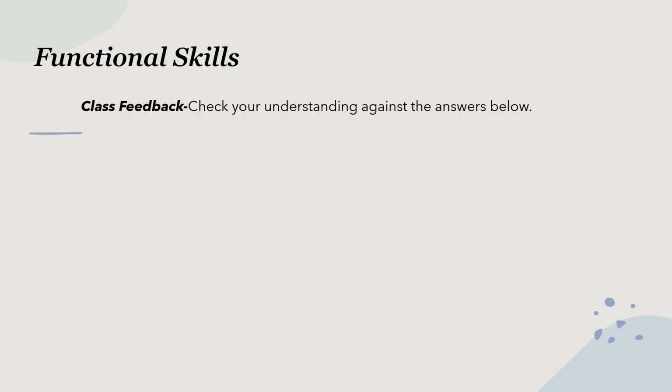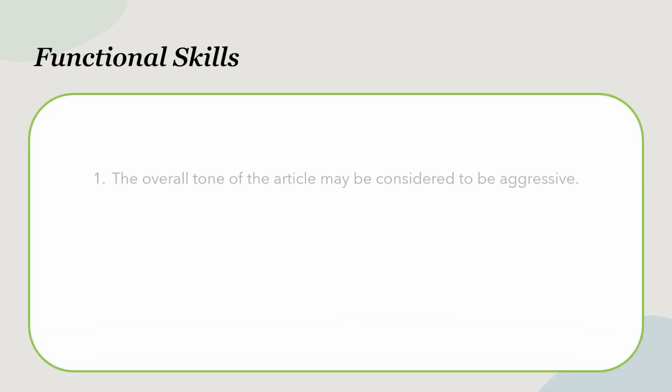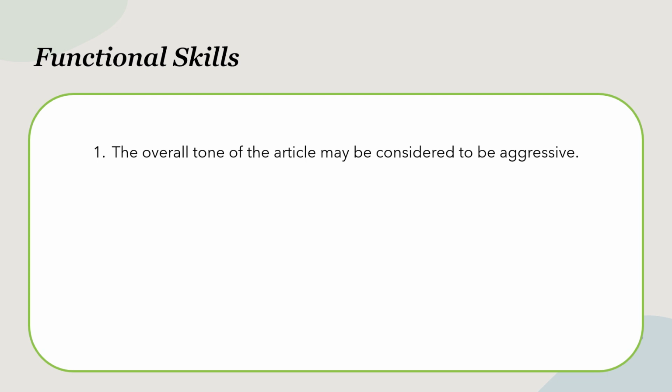Class feedback. Check your understanding against the answers below. Number 1. The overall tone of the article may be considered to be aggressive. Now if you've chosen something else to focus on, that's fine, but just remember your quotation needs to back up this idea.